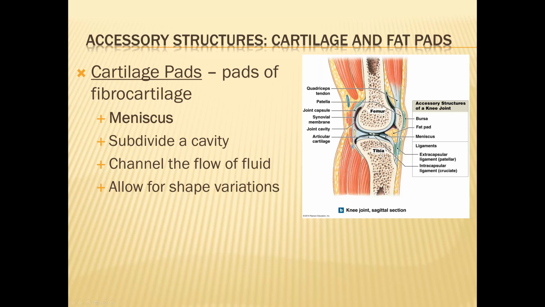The cartilage pads can help to subdivide a joint cavity. They can also help to channel the flow of the synovial fluid, and they can allow for shape variations in the articular surfaces of the two bones.